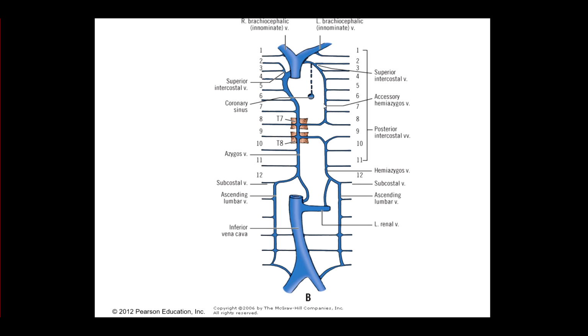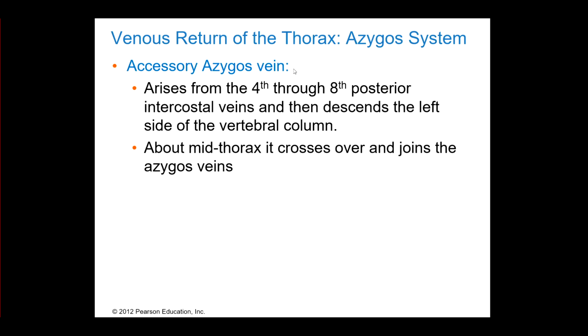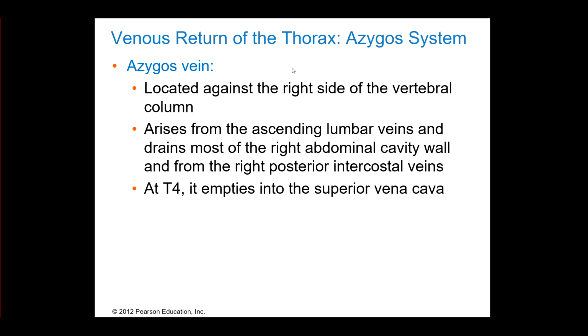Again, this accessory hemiazygous and the hemiazygous dump their blood into the azygous vein, and the azygous vein brings it up to the back part of the superior vena cava. It actually enters the posterior aspect of the superior vena cava. So let's go back to the notes for a minute and take a look at the azygous vein.